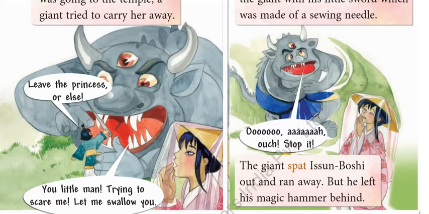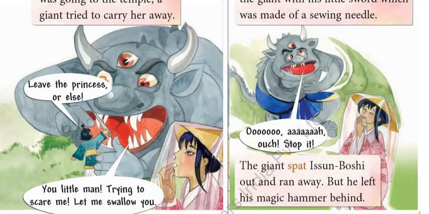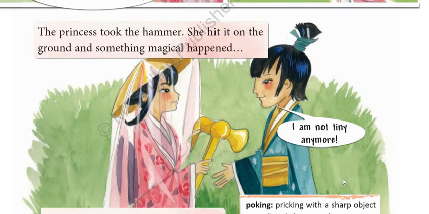So now students, the twist in the story is that when Ishubosi started poking the needle inside the mouth of the giant, the giant got hurt and spat him out. To spit means to throw something out of the mouth. But the giant left his magical hammer behind, as he was in a hurry to run away because he was now afraid of tiny Ishubosi. So let's see what happened when the giant left the hammer.